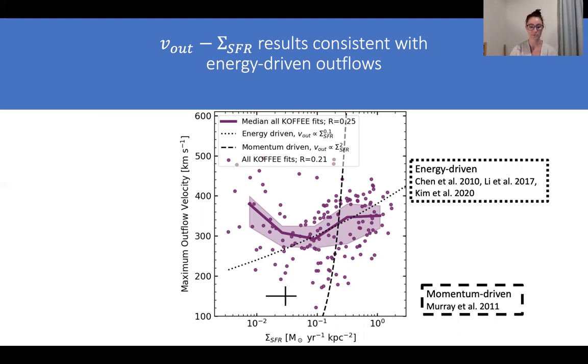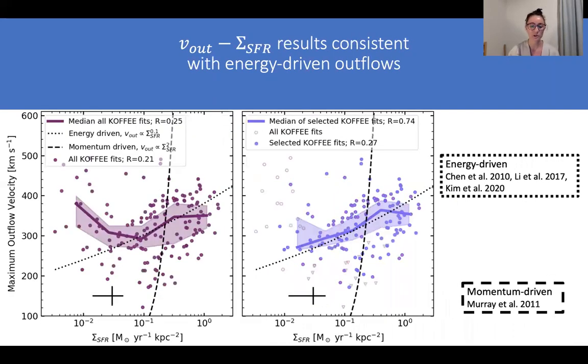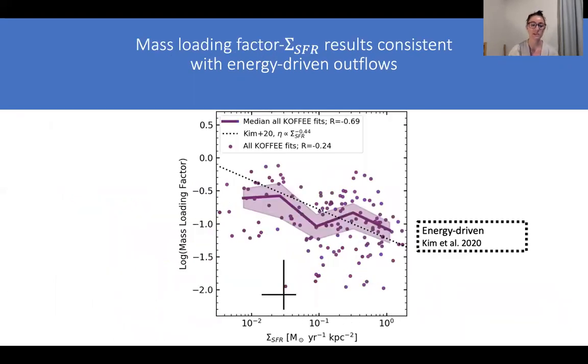the momentum-driven model. This upturn at low star formation rate surface densities is caused by spaxels which are right at the edge of the galaxy. So if we exclude any spaxels beyond R90, then we see that our data is even more consistent with an energy-driven model. Similarly, we can plot the mass loading factor against the star formation rate surface density, and again we find a relationship in our data which is consistent with energy-driven outflows.